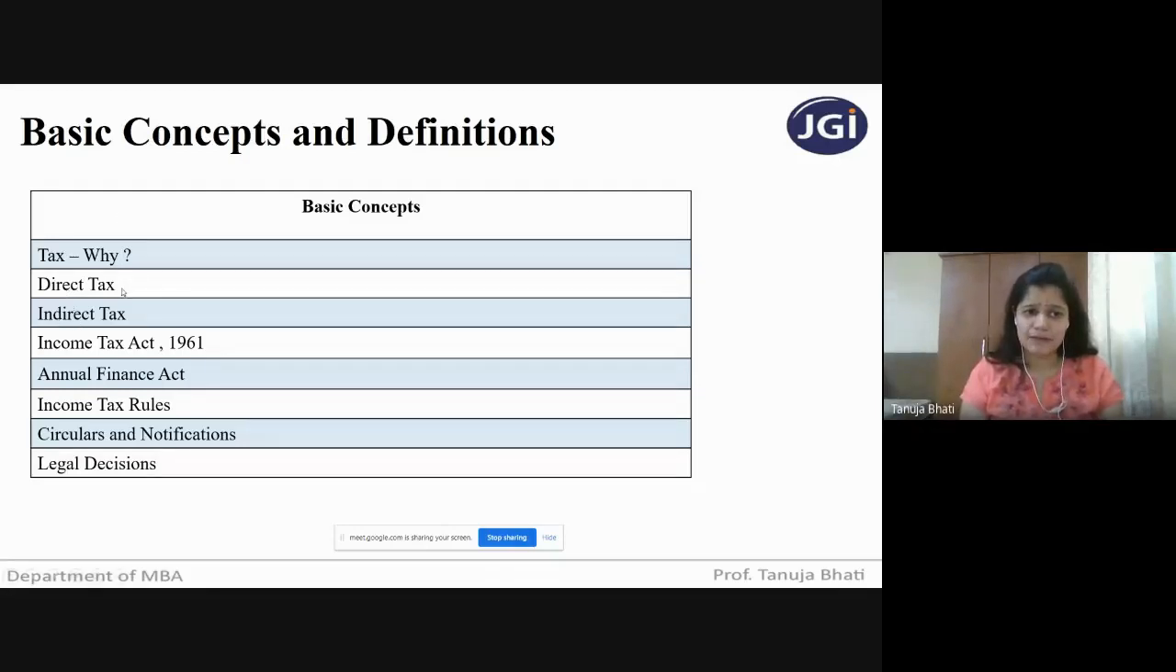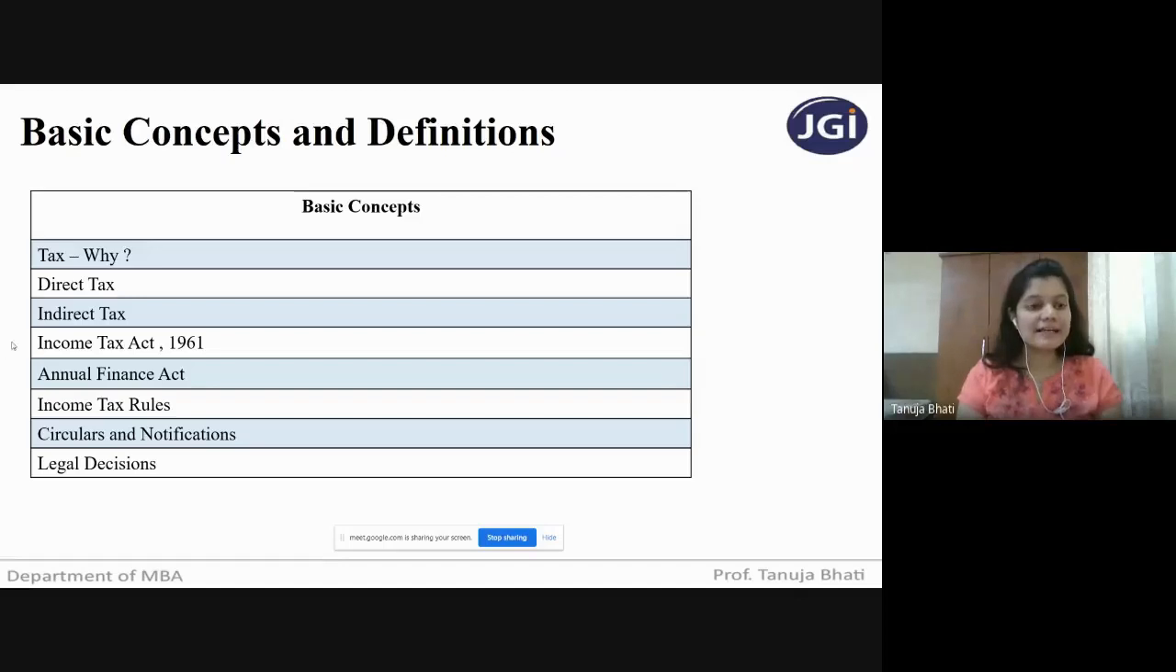What do you mean by direct tax? Under direct tax we have income tax. Suppose I'm earning income. On my income, I am going to pay tax to the government directly. So the burden of tax is directly on me, and I'm directly paying tax on my income to the government.